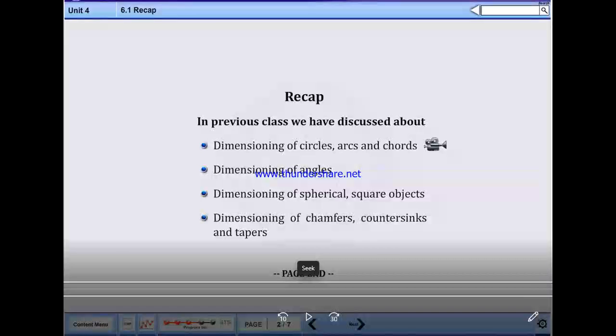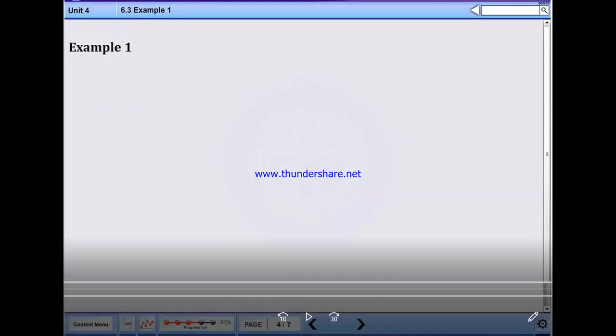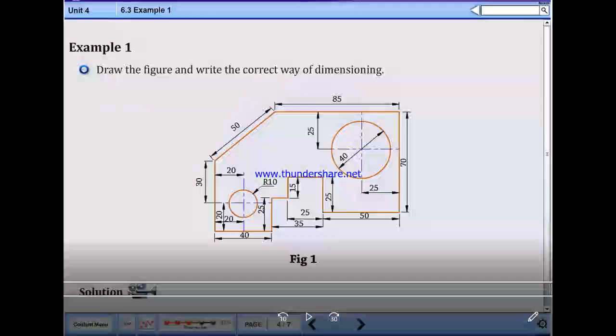Dimensioning of circles we have already studied, arcs and chords, dimensioning of angles, dimensioning of spherical and square objects, dimensioning of chamfers, countersinks, and tapers. So with this background, we will see one example. That is, draw the figure and write the correct way of dimensioning.